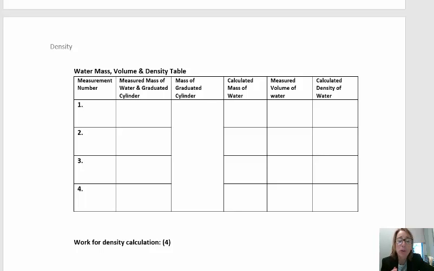In the density lab, you will be applying many of the skills that you've used in previous labs, such as measuring mass, measuring volume, and recording those measurements with correct sig figs. You will also be calculating the density of several substances, and you want to make sure that you show all of your work for the calculations and include your units for everything.